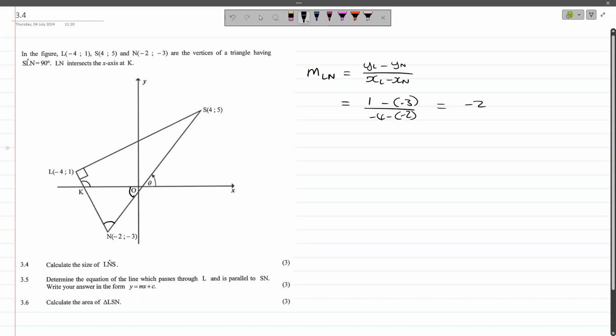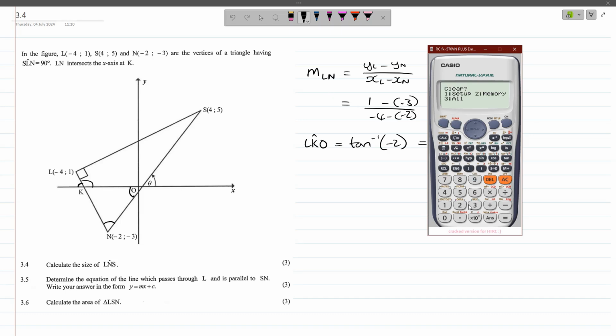Therefore, LKO, which is this angle over here again, will be equal to the arctan of minus 2. And that will be equal to a value which you have to add 180 degrees to get the obtuse value of that angle. Because if you use arctan of this gradient, you get the smaller angle here. And in order to combat that, let me show you what that would look like.